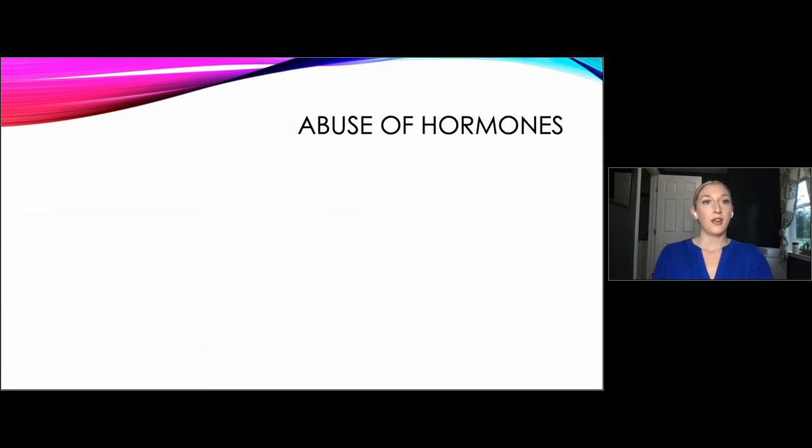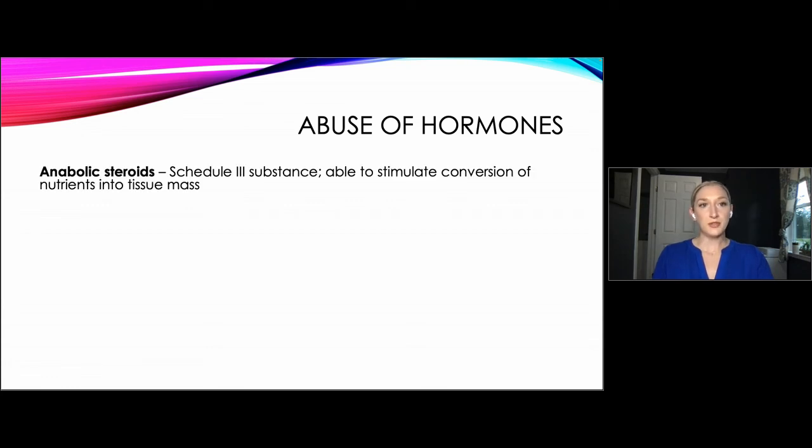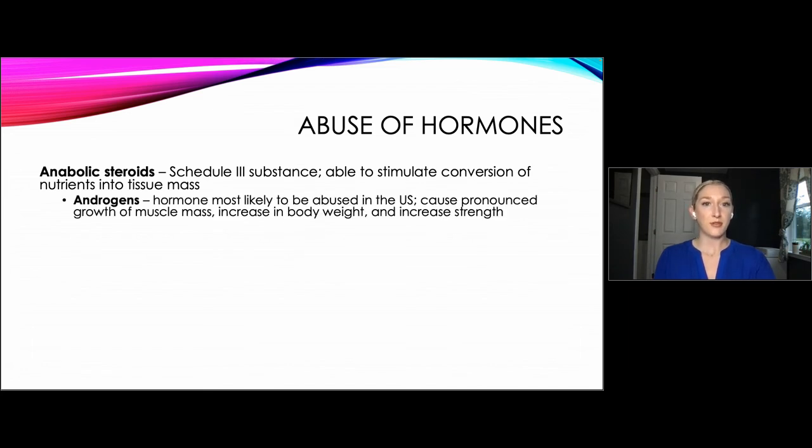So we can see how hormones can be abused, such as anabolic steroids, which are technically a Schedule III substance. So they're able to stimulate the conversion of nutrients into tissue mass. The THG is actually banned by the FDA in products classified as nutritional supplements. And professional athletic organizations actually test for THG now due to the enhancements it can give in performance.